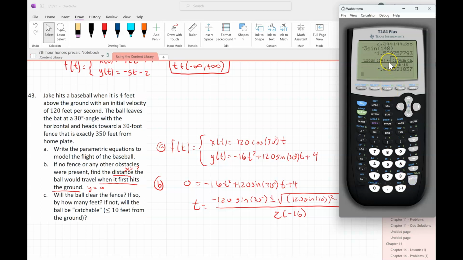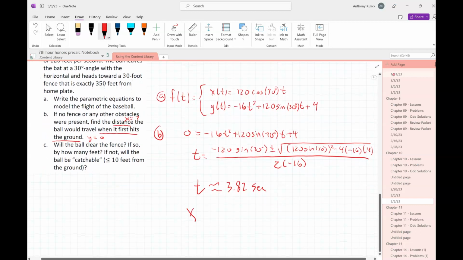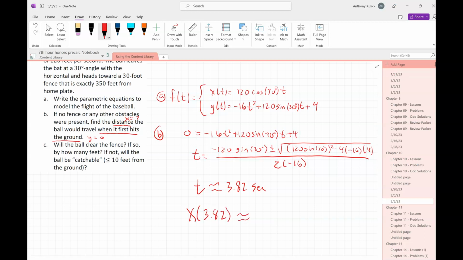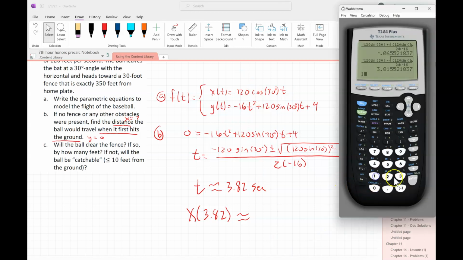So I got a negative value there for the plus. That doesn't seem like the answer I'm looking for, right? Because what we're solving for is a time, how long the ball's in the air. So let's change it to the minus, because it could be plus or minus. So I got about 3.82. That sounds reasonable for the amount of time the baseball's in the air. So I'm going to plug that 3.82 in for the t for x and figure out what that is.